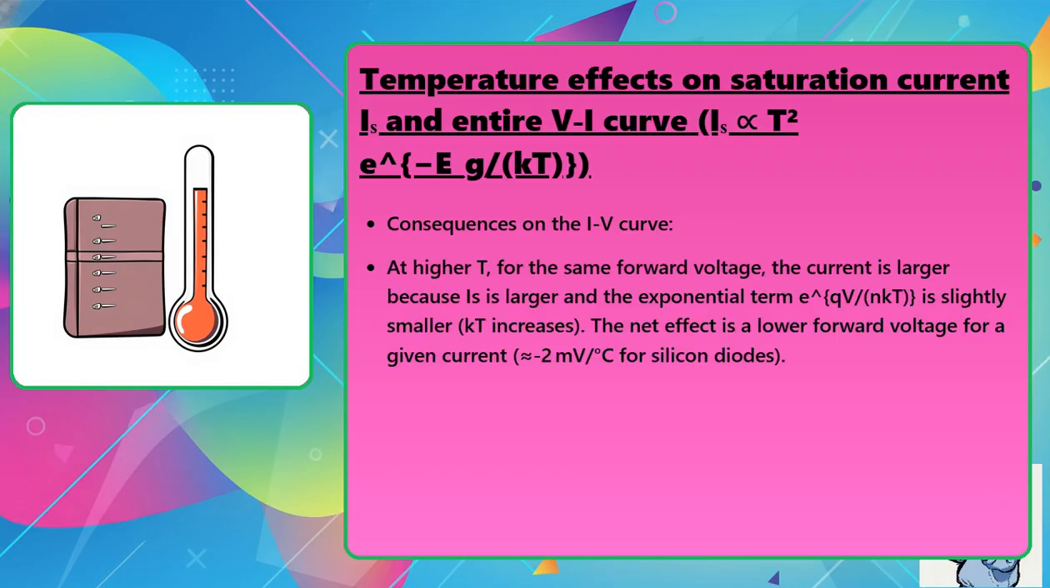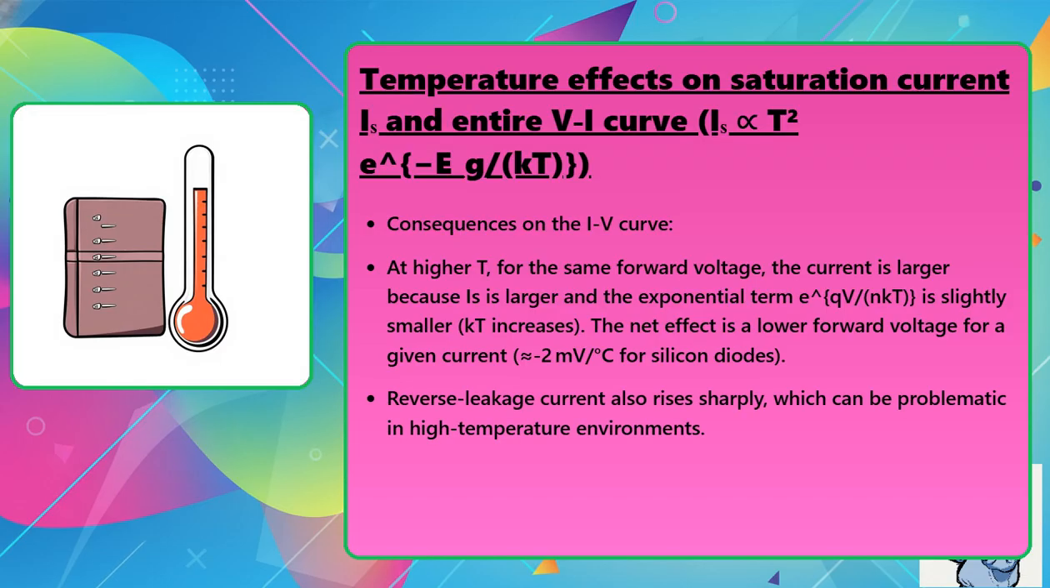At higher T, for the same forward voltage, the current is larger because I_S is larger, and the exponential term e^(qV/nkT) is slightly smaller as kT increases. The net effect is a lower forward voltage for a given current, approximately -2 millivolts per degree Celsius for silicon diodes. Reverse leakage current also rises sharply, which can be problematic in high-temperature environments.